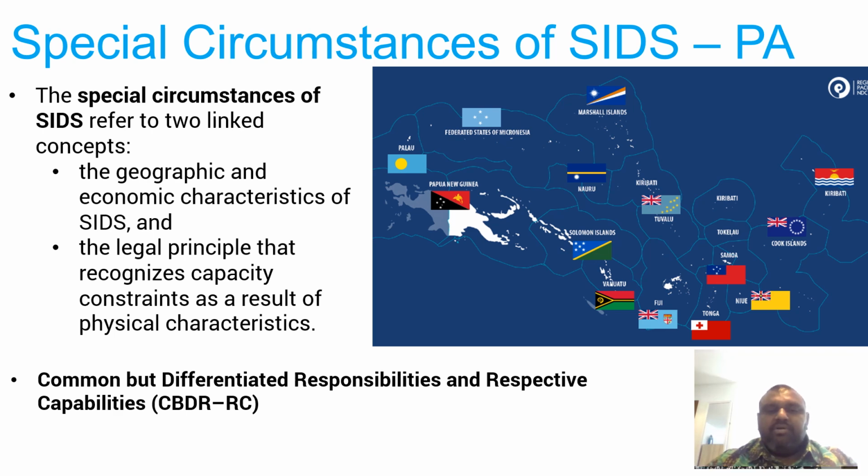Why is it important for SIDS? This has led to dedicated seats for SIDS on governing boards, which they would not normally get through the UN regional groupings, because SIDS are often split between the GRULAC, Africa, and the Asia-Pacific groups.